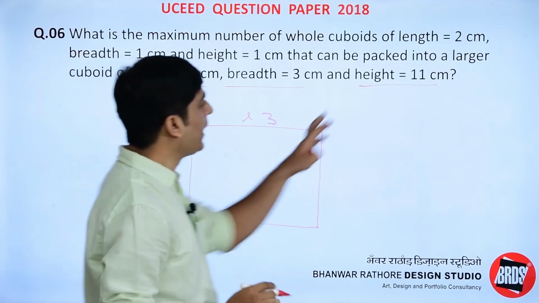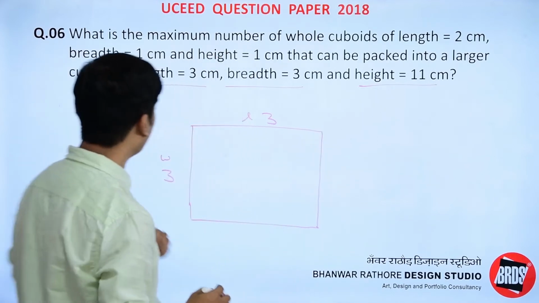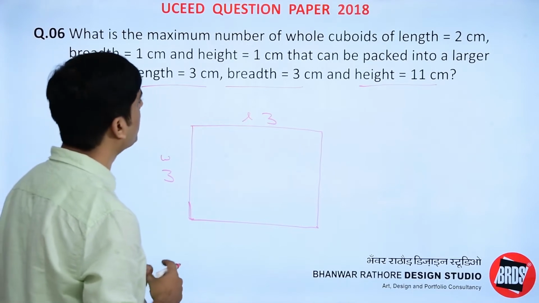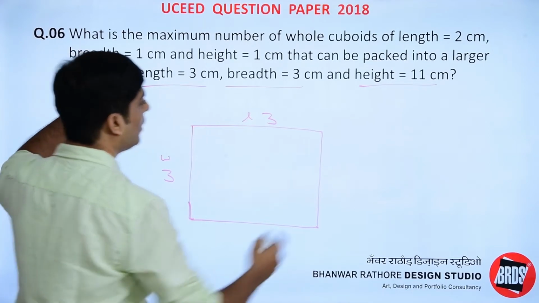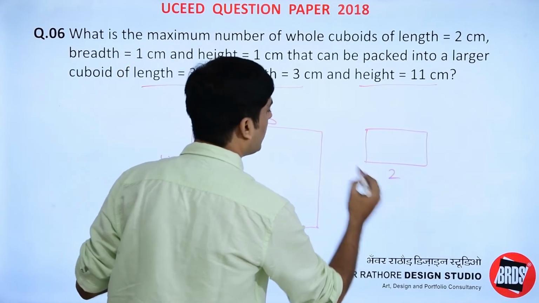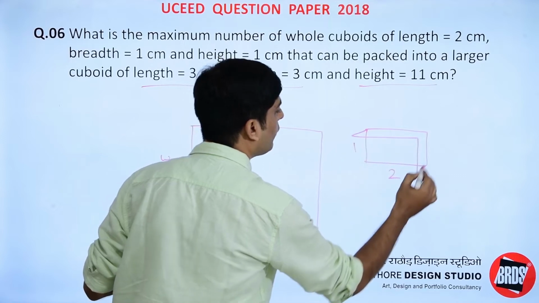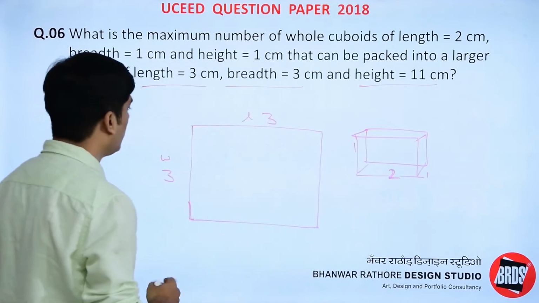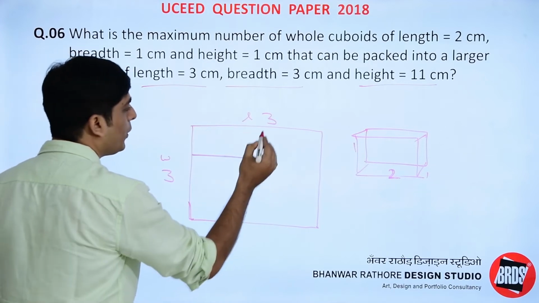We will keep height aside. Now first of all, try to make a perfect base by utilizing maximum space. Length 2 smaller cuboid are something like that. 2 is a base, 1, and you can say height would be again 1. Right. So first of all, try to make 2 by 1.